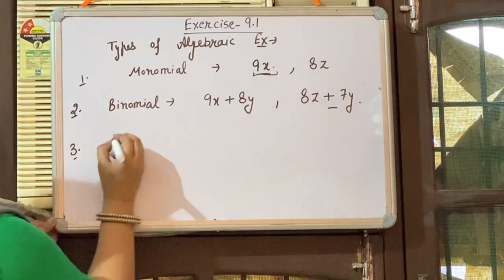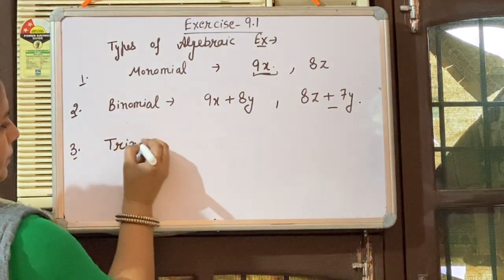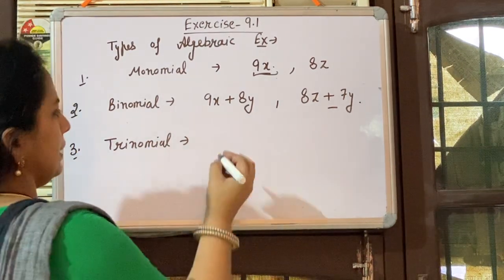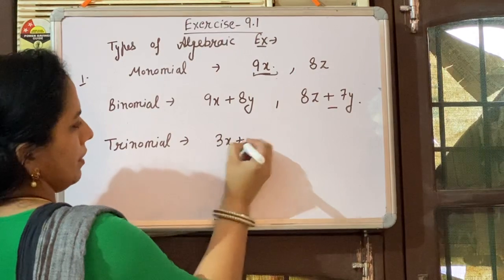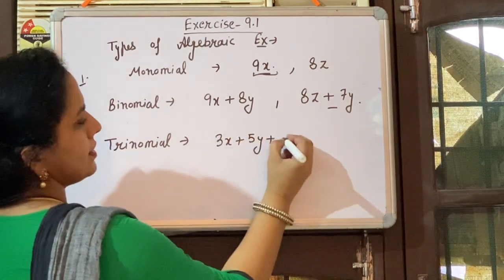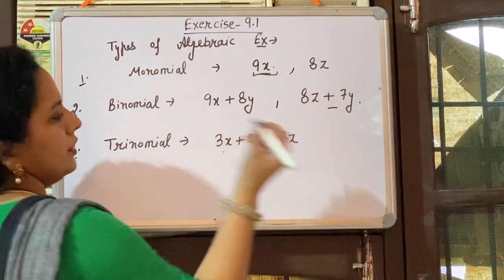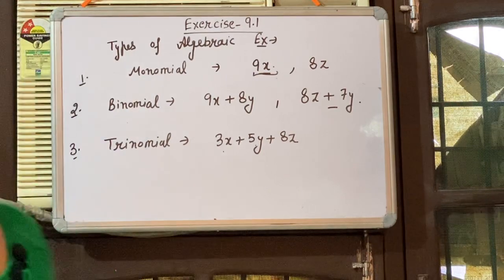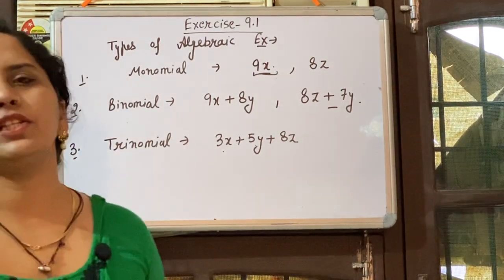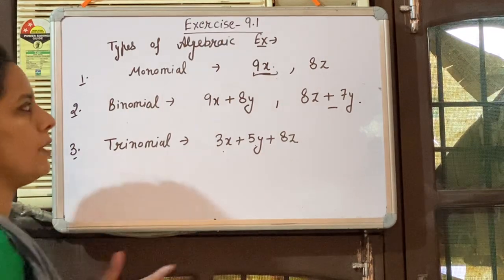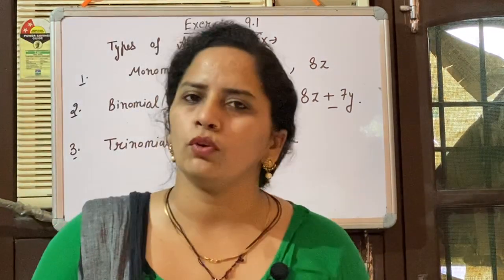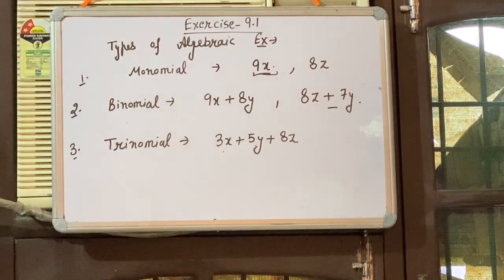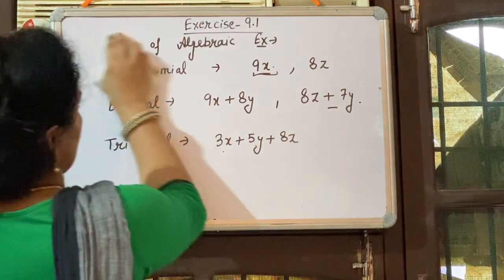Third is trinomial, which contains three terms. That means if we write here 3x plus 5y plus 8z, this algebraic expression contains three terms, then we say that this is the type of trinomial algebraic expression. So this is the basic concept which we need to know before going to start our exercise. Now we will do some questions related to this basic concept.